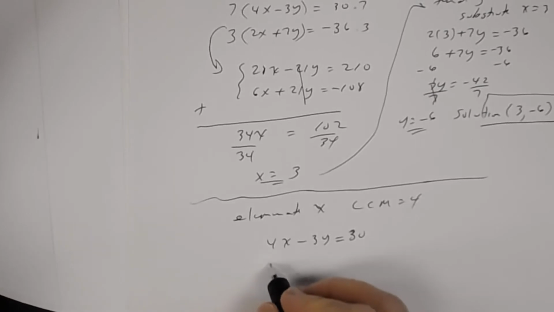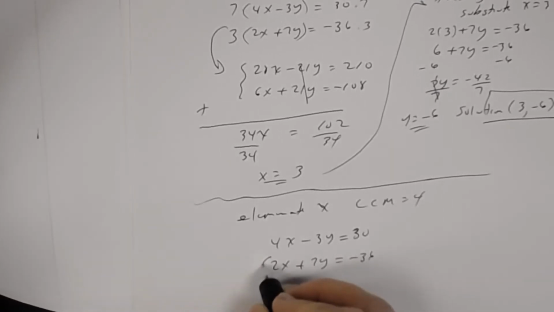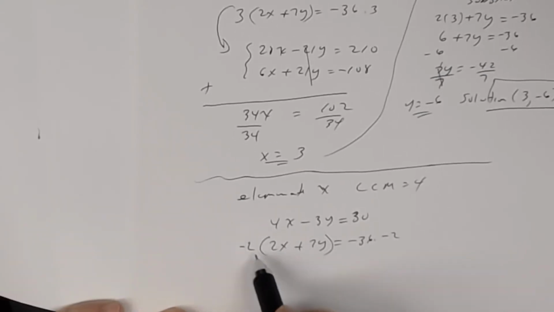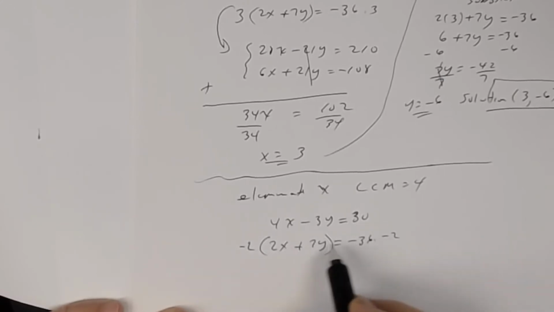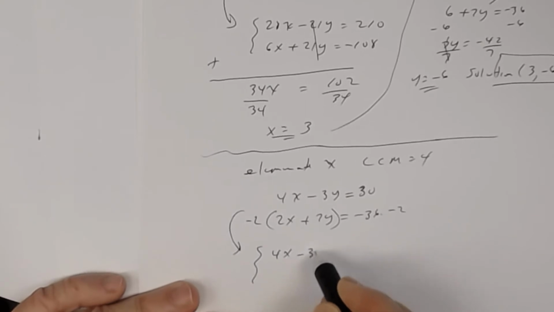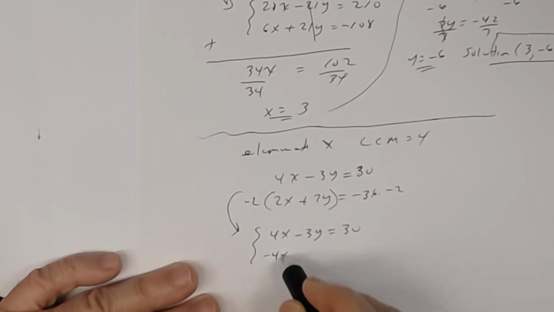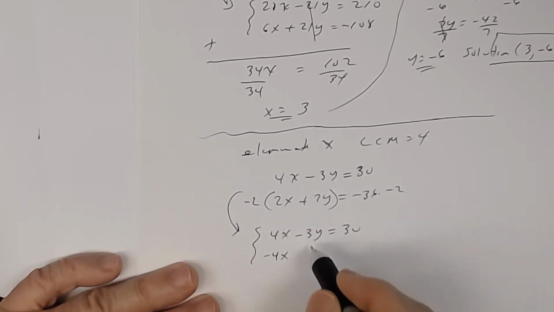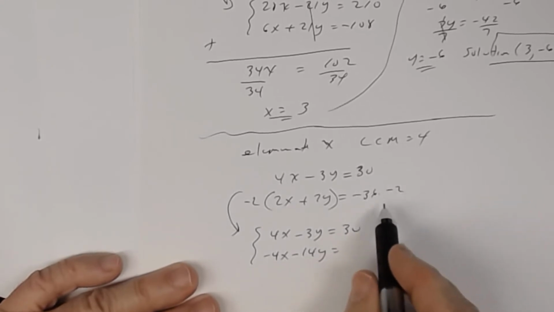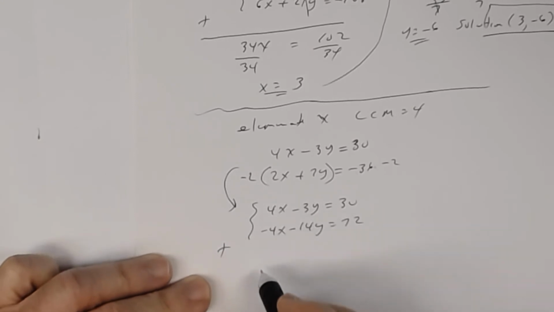Then I'm going to rewrite the second equation, and I've got to multiply this by negative 2, because I need this to be a negative 4. What I do to one side, I do to the other. So I get 4x minus 3y equal 30. A negative 2 times 2x is a negative 4x. A negative 2 times 7y is a negative 14y equal, and a negative 36 times a negative 2 is a positive 72. Now I can add them up because these are opposites.